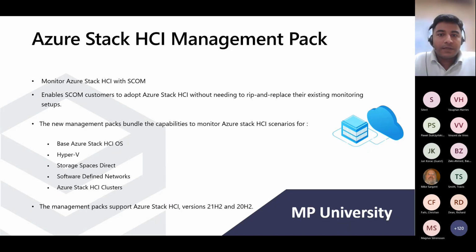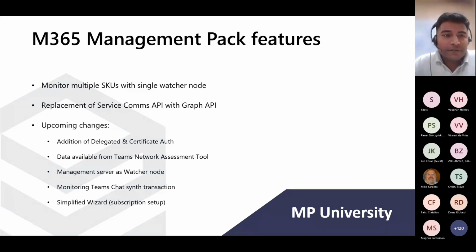Let's move on to the next management pack update, which is a pretty significant one in terms of M365, where we are going to release the latest version, V3, probably by end of day today. Not jumping far ahead, with V2, which was released a few months ago, we added the capability to monitor multiple licenses, multiple SKUs, with a single watcher node. And of course, we replaced the Service Comms API with the Graph API, as the Service Comms API was going to get deprecated.